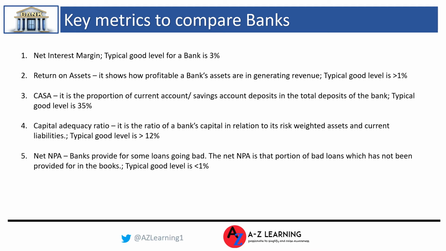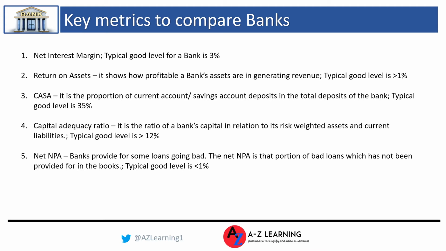Typically, a good level of capital adequacy ratio is any number which is higher than 12%. If a capital adequacy ratio is less than 12%, the bank is a risky bank. It would be considered that in a bad situation, they may not be able to fulfill the demand that their depositors may have. So a capital adequacy ratio of a minimum of 12% is seen as a good level.